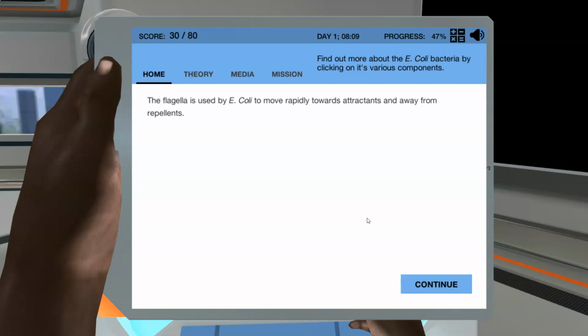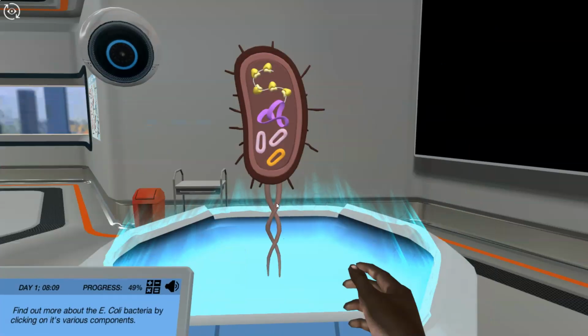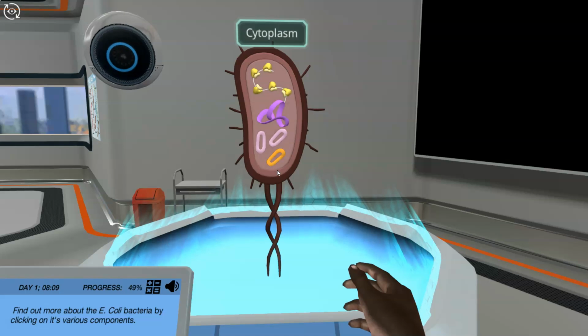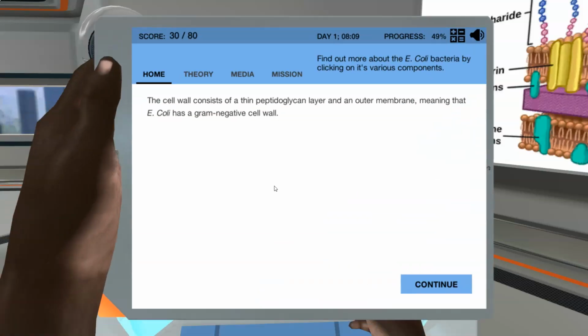The flagella is used by E. coli to move rapidly towards attractants and away from repellents. The cell wall consists of a thin peptidoglycan layer and an outer membrane, meaning that E. coli has a gram-negative cell wall.